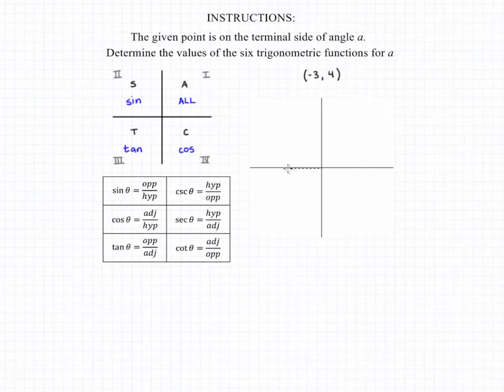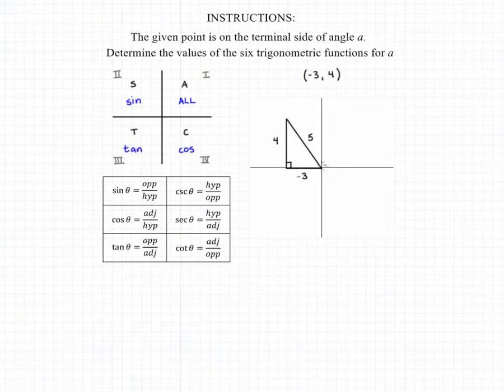In order to determine the 6 trigonometric functions for A, we're first going to construct a right triangle based on the point that's on the terminal side of that angle. So we know we need to move 3 to the left, or -3 in the x direction, and 4 up, a +4 in the y direction, and that will give us a right triangle that has a hypotenuse of 5.